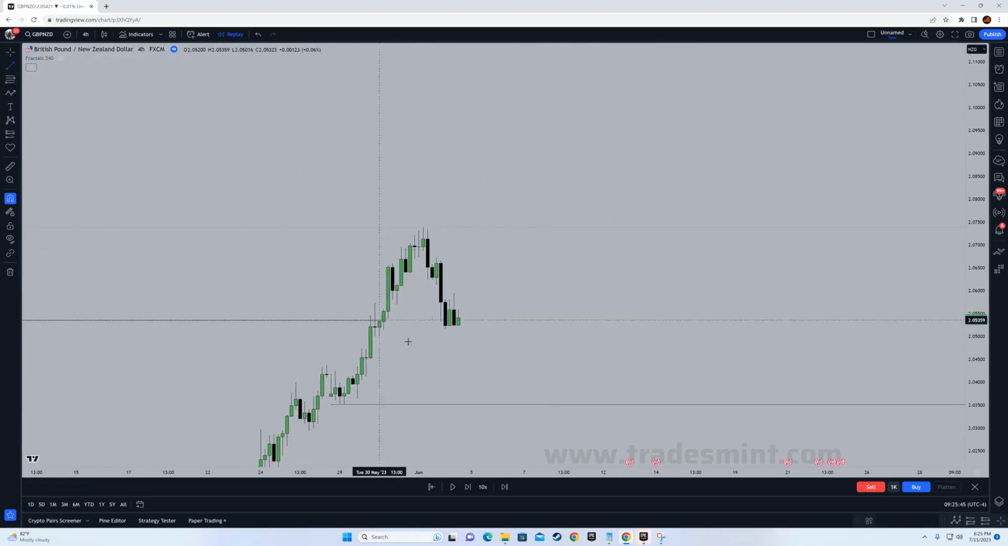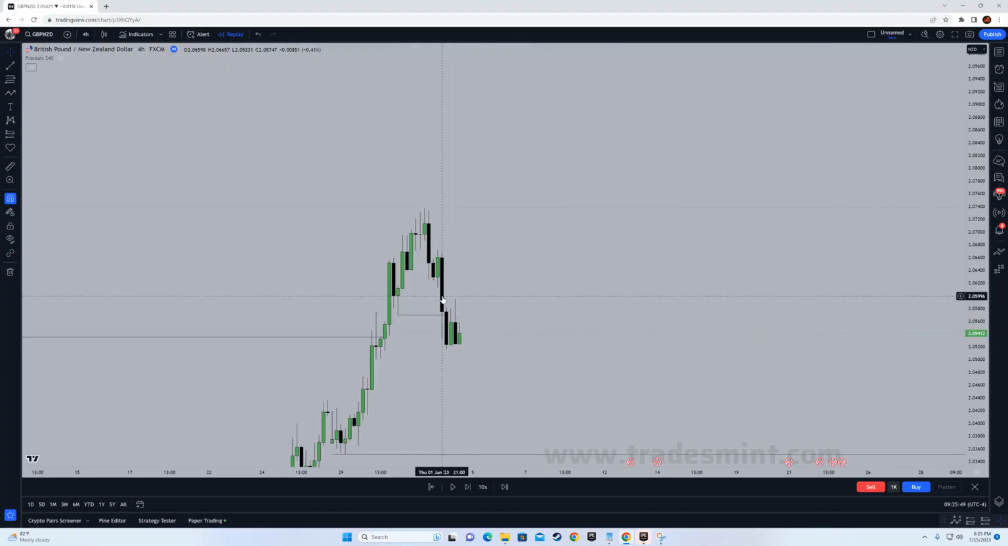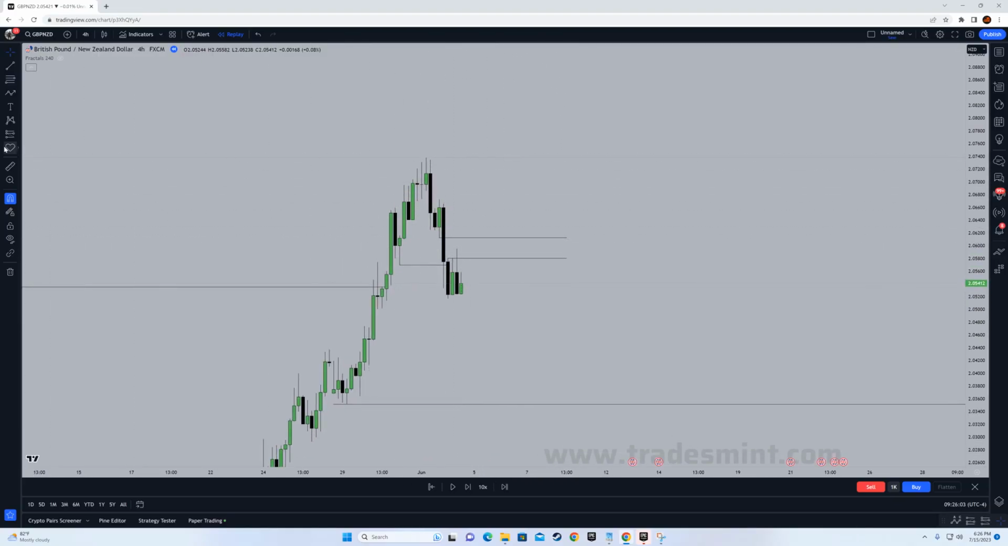So right here we can see we have this fractal low here, and we also have this fair value gap. So price took out the extended liquidity. We have a market structure shift, setting our bias, right? This is the fair value gap that we take our entry from, right? This fair value gap is filled, and this is the only fair value gap that is left.